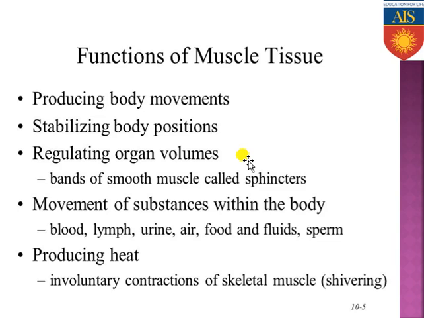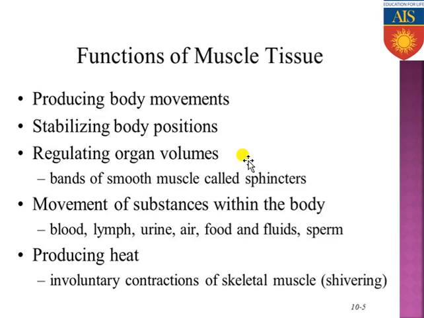It is regulating the organ volume, because organs are supported by the muscle tissue. Any contraction and relaxation of an organ is controlled by the muscle tissue, so the maintenance of organ volume is also controlled by the muscle tissue. Movement of various substances within the body, like blood, lymph, urine, air, food and fluids, and sperm, all these kinds of substance movement are controlled by the muscle tissue.